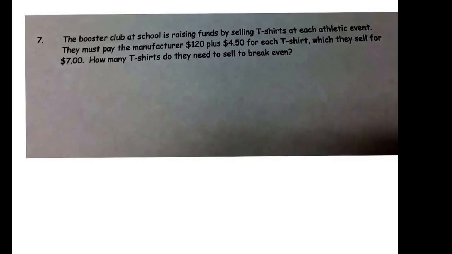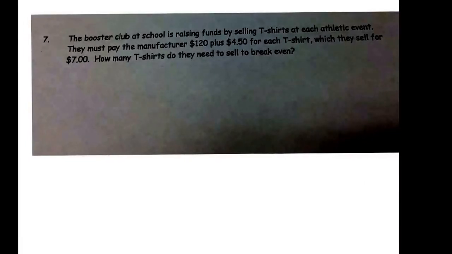Alright. Now we have a couple of word problems. It says the Booster Club is raising funds by selling t-shirts at each athletic event. They must pay the manufacturer $120 plus, so that looks important, plus looks important, $4.50 for each. We know that usually deals with multiplication. And then they sell for $7 each. How many t-shirts do they need to sell? So we know it's an equation.